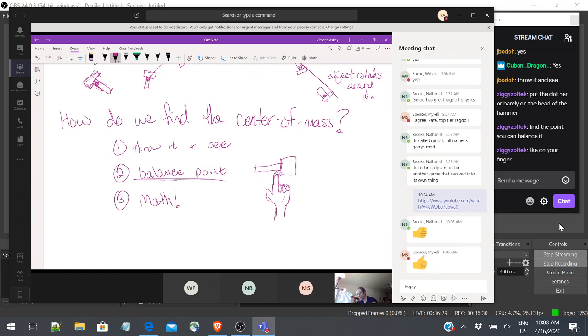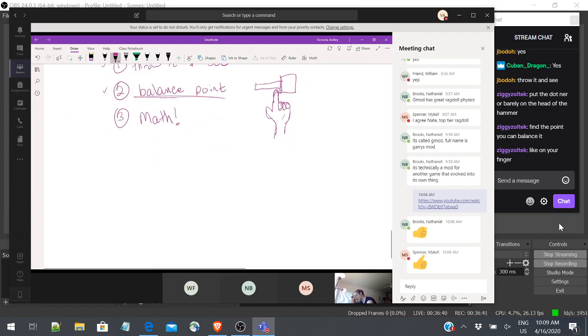So these two are super useful, but I'm unlikely to ask you to do them on a test. So let's talk about the math way. It's essentially the average of the location of all the material that's in your object. So if you have an object, let's see, what's a good thing to do?